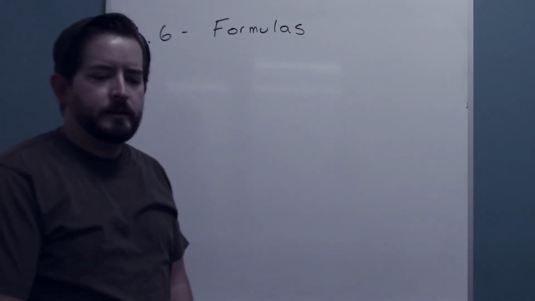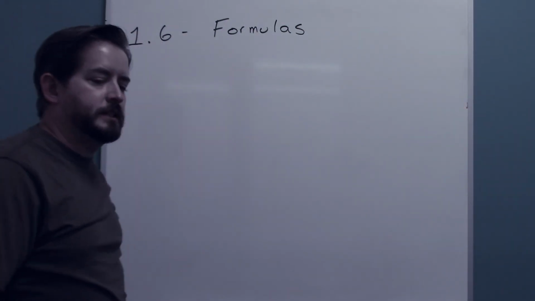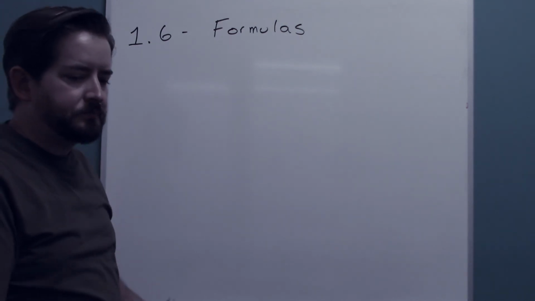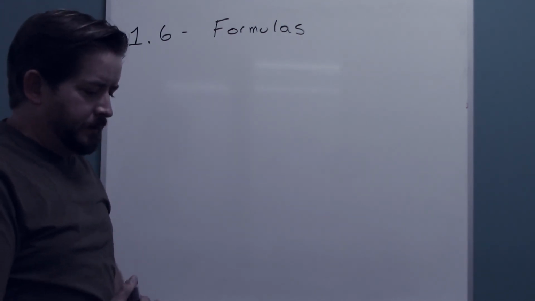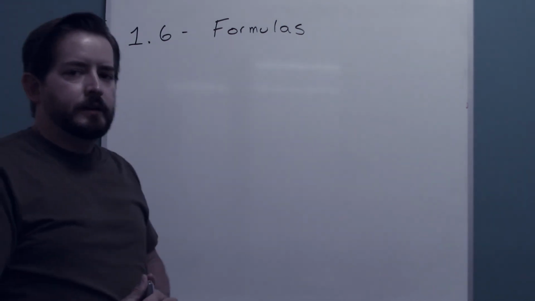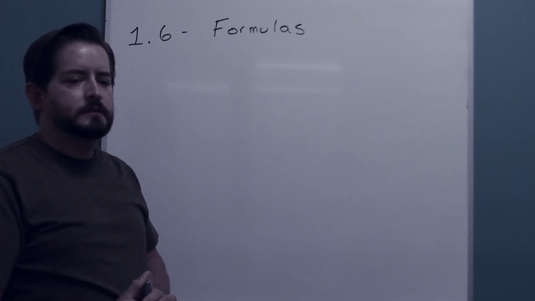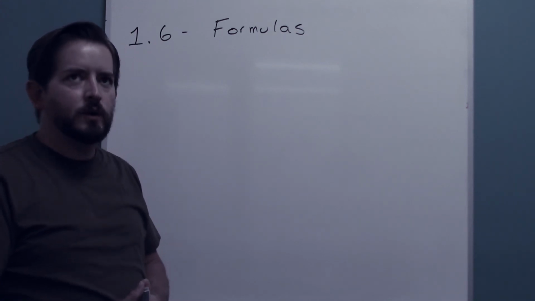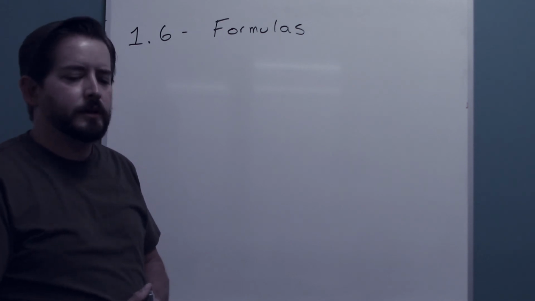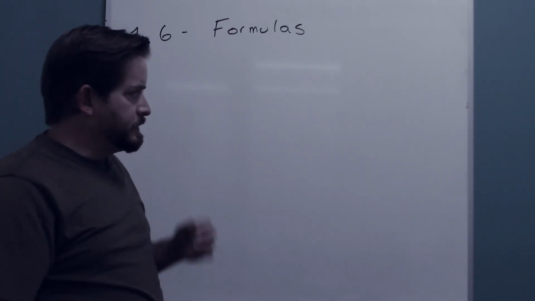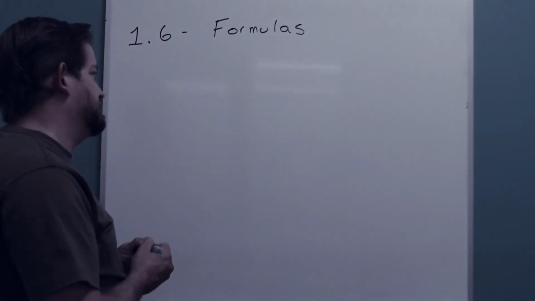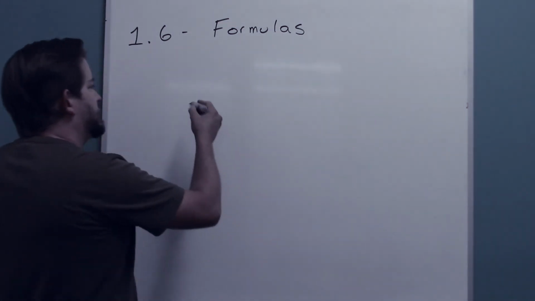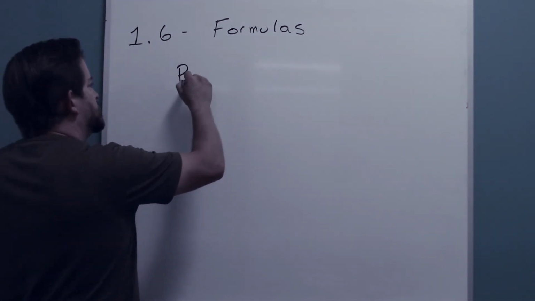Okay, welcome back. We're talking about 1.6, which is formulas. So, in math, there are oftentimes equations that we see so often that we just kind of make note of them and we call them formulas, right? Some of those formulas you might see are like the perimeter of a rectangle.